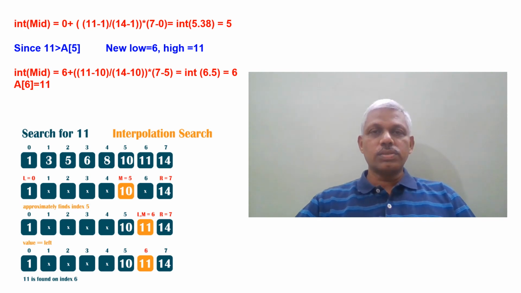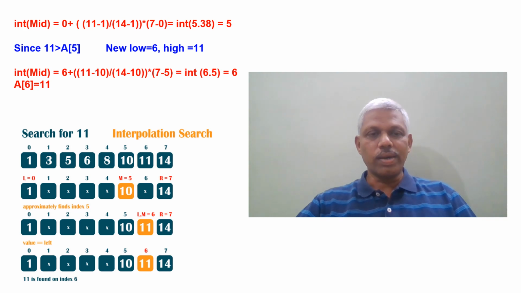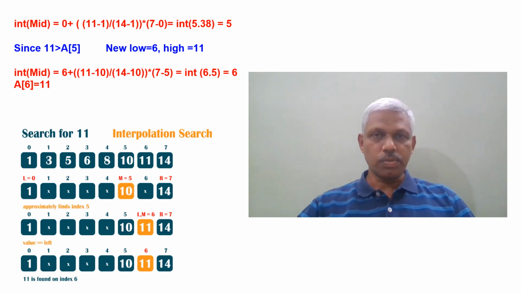Okay. So the basic requirement is the given array should be in a sorted order. Then again in the next iteration, we'll apply the same formula in the subarray consisting of two values 11 and 14. Again the same value can be applied, and mid value is found out to be 6. So a of 6 incidentally coincides with the required value a of 11. So the algorithm stops here.